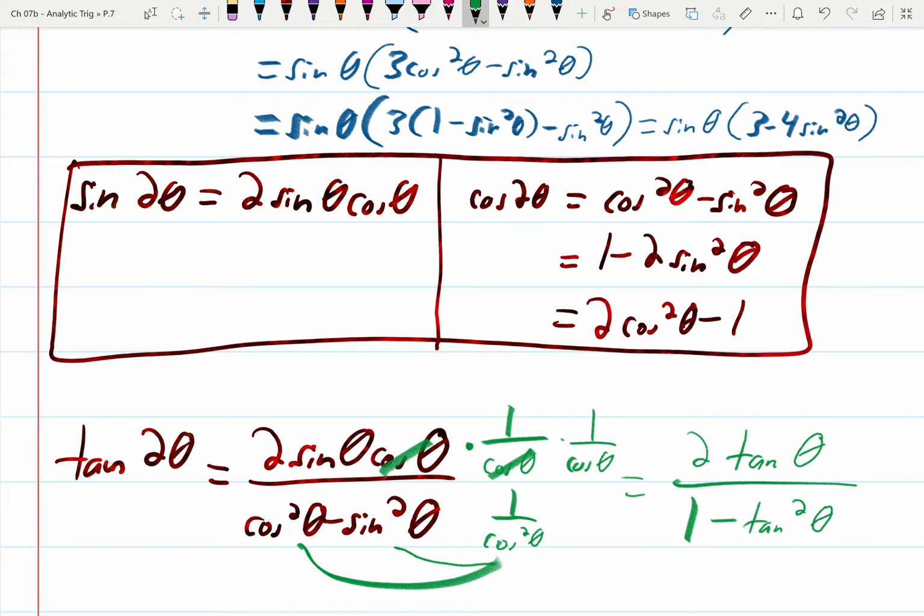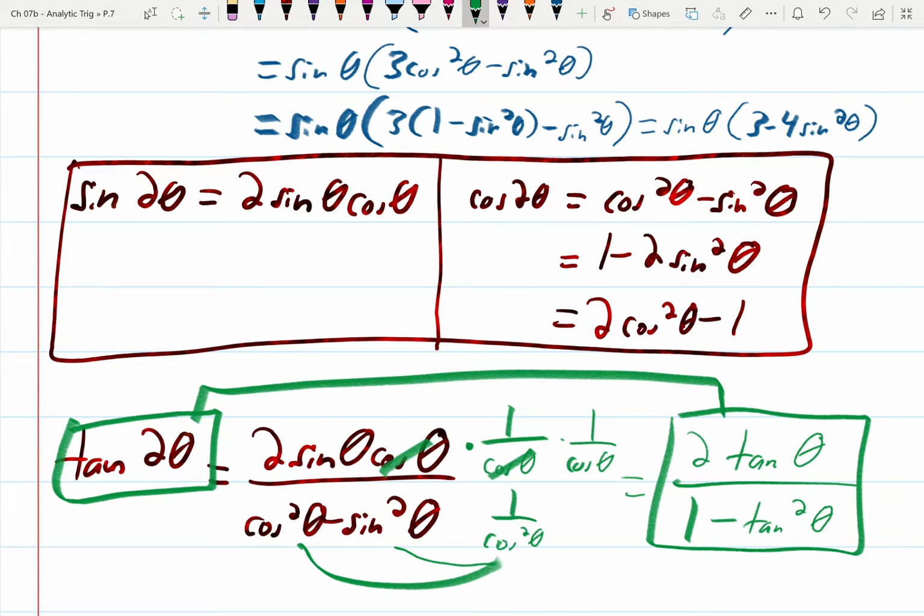Golf clap. So that's the tangent identity. We'll box that in and box that and pretend they go together. I don't know, the organization kind of works.